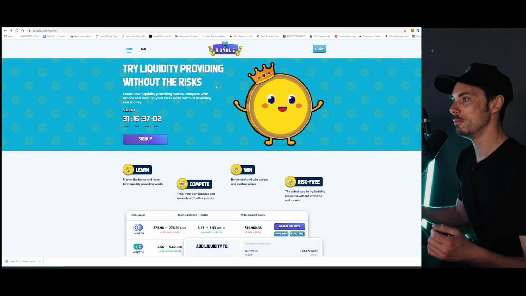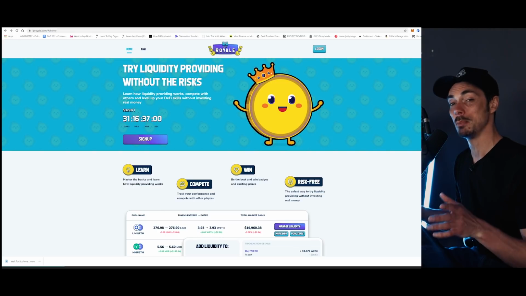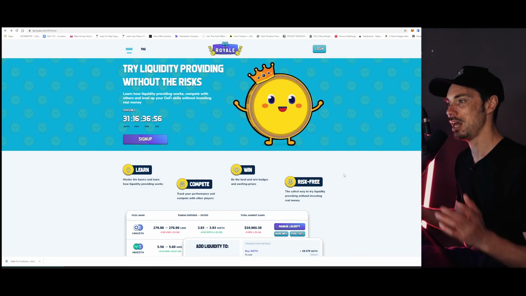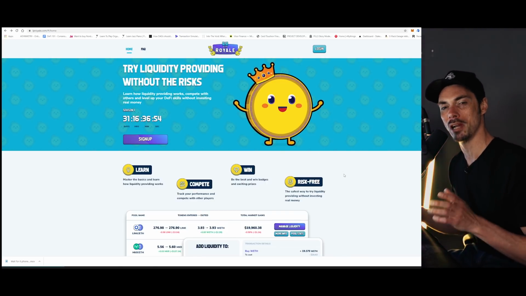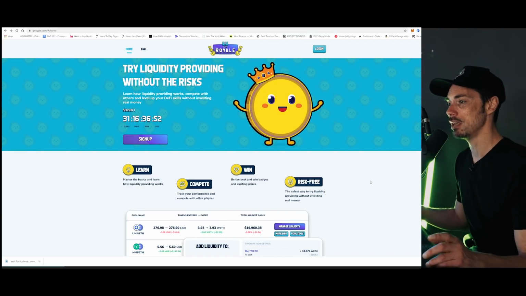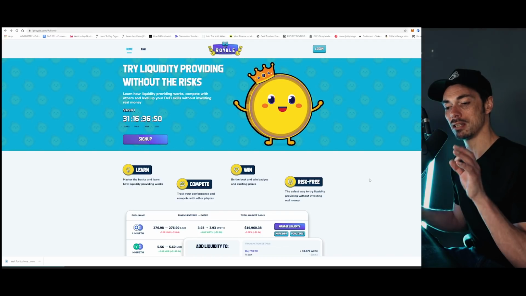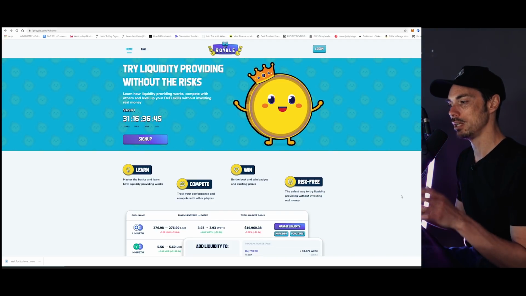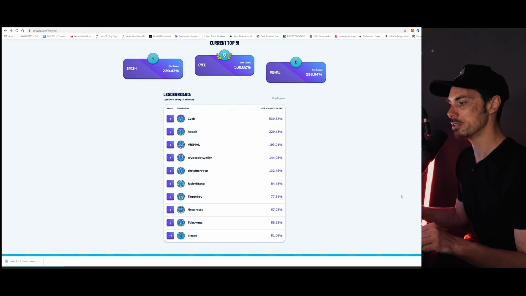So on LP Royale, as it says here, we can try liquidity providing without the risk. You can learn how liquidity providing works, compete with others, and level up your DeFi skills without investing real money. And as we were looking at with DeFi Saver, this is a great way to start to understand how the different protocols can work with each other, and particularly what impermanent loss means.